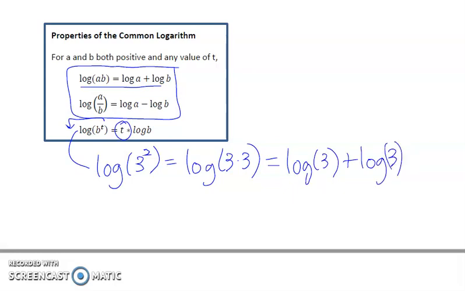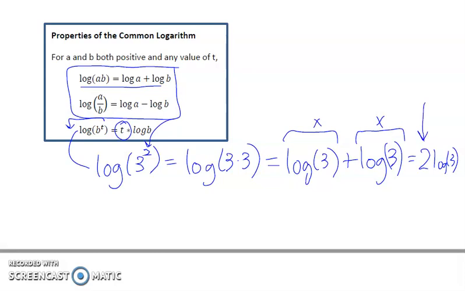And since I have the same log, kind of like doing an x here and an x here, so I have the same log, I'm adding them together. It's like having two of those. So I could simplify this to 2 log 3. And that 2 is actually the exponent that we begin with.